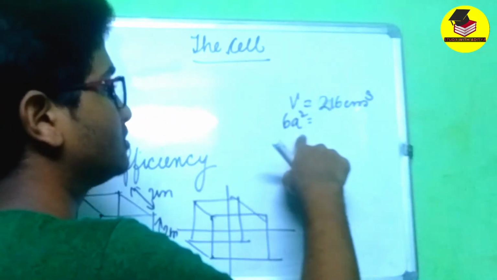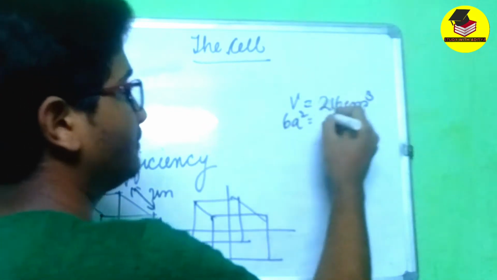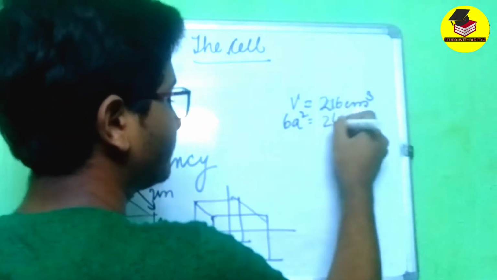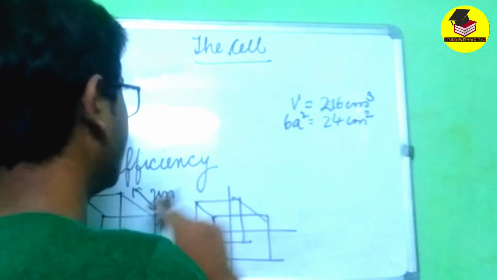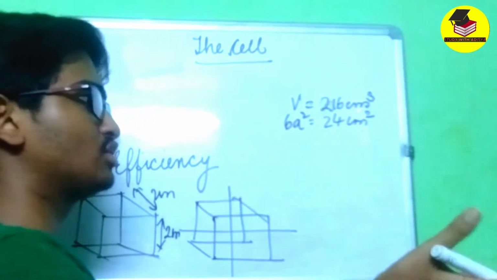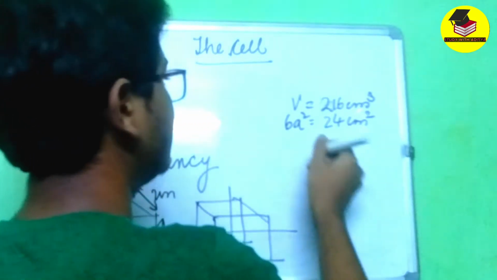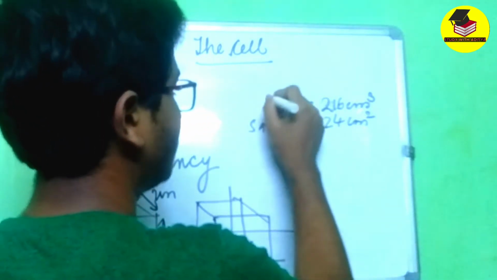6a square. So no, it will be 24. This is 4, and this 4 into 6, so here we get 24 centimeters. And this is surface area and this is volume.